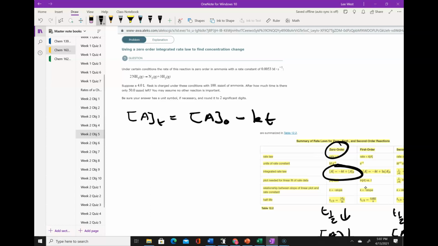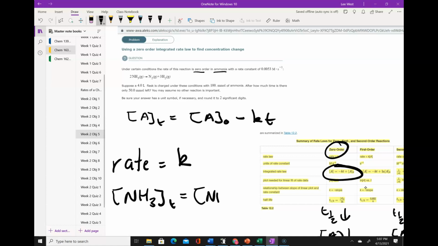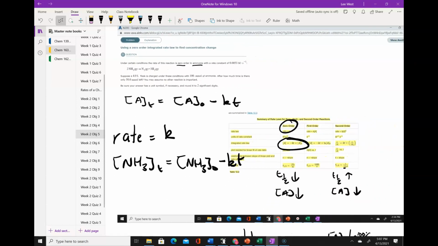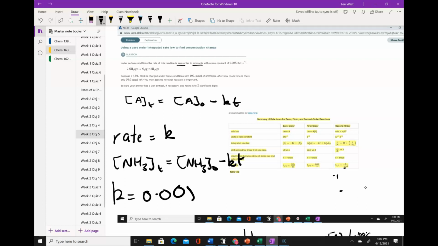It says, under certain conditions, the rate of this reaction is zero order in ammonia. So rate equals just k. Or we can say that the concentration of ammonia at time t is equal to our original concentration of ammonia minus kt. Now in this case, we're given the rate constant. It says with a rate constant of 0.0053. So k equals 0.0053.